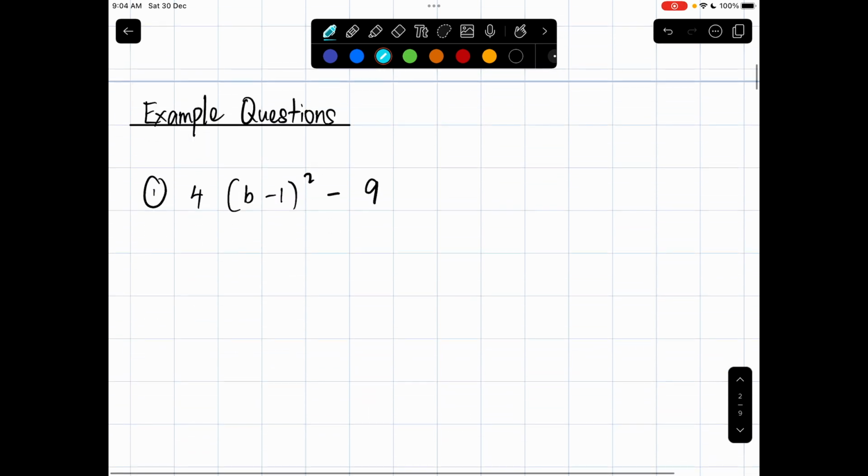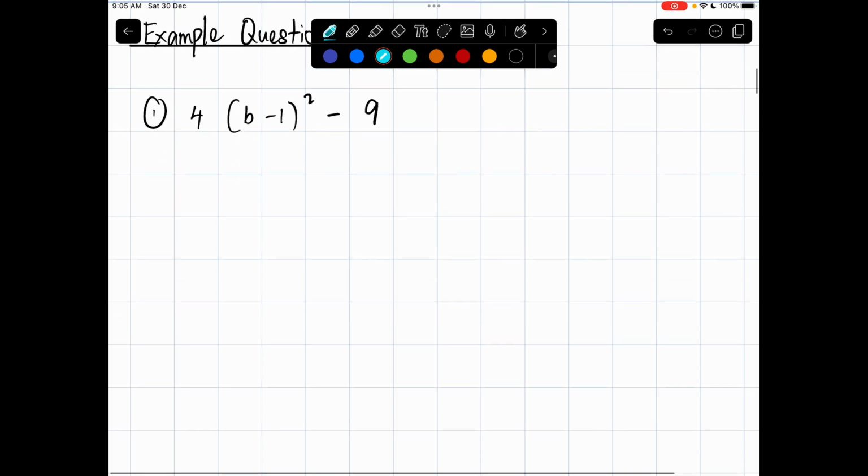So the first question: 4 times (b minus 1) in brackets, squared, minus 9. We're going to start off simple. This is quite easy, so I'll give you the time to do it. I will start showing the answer in 5, 4, 3, 2, 1.